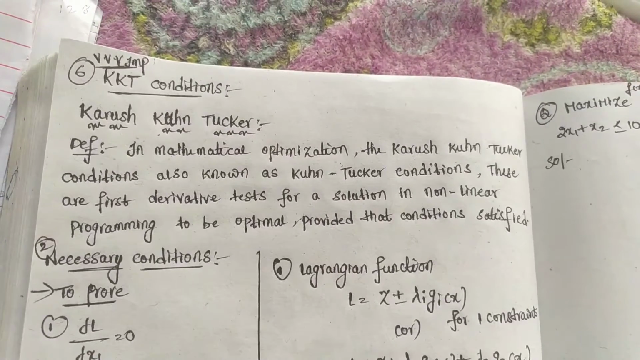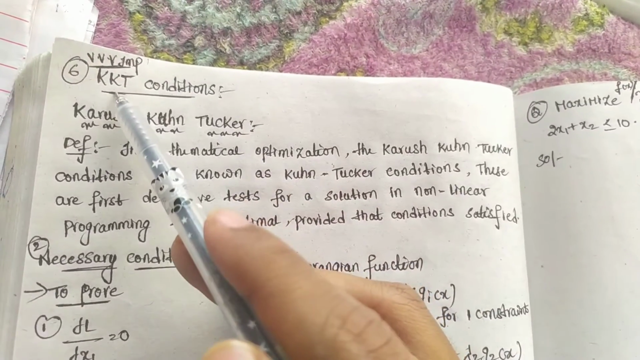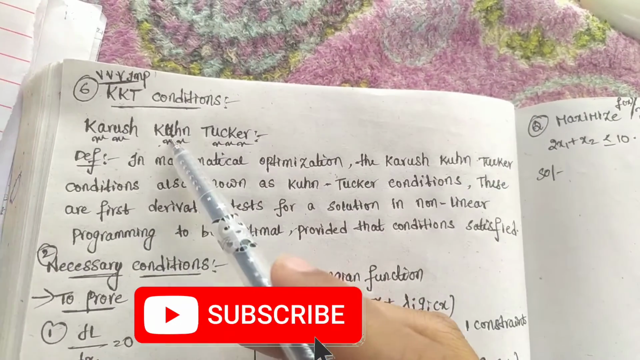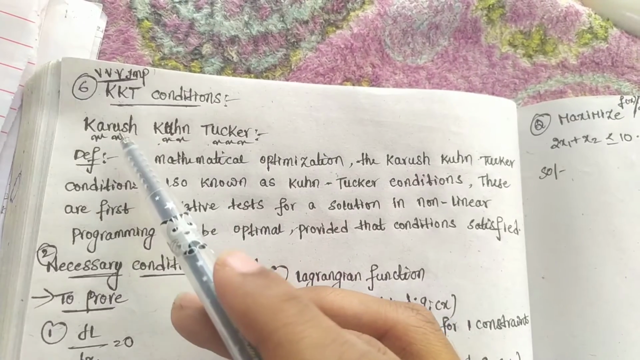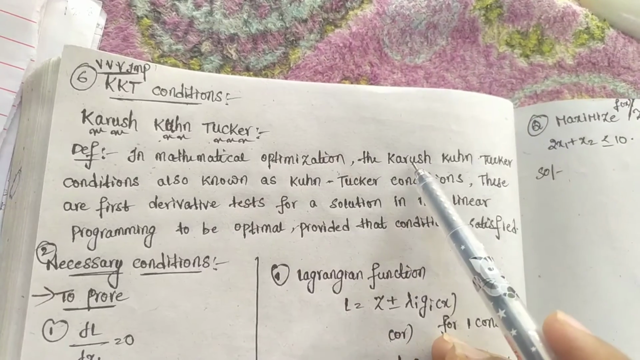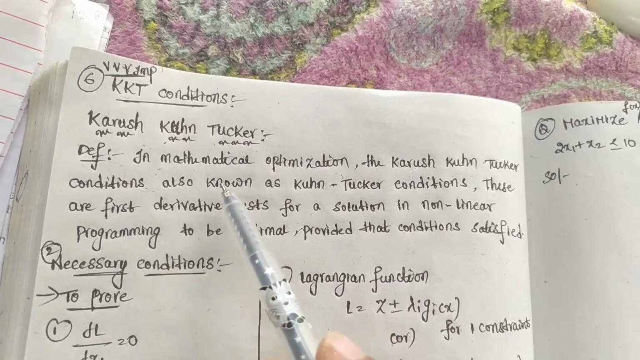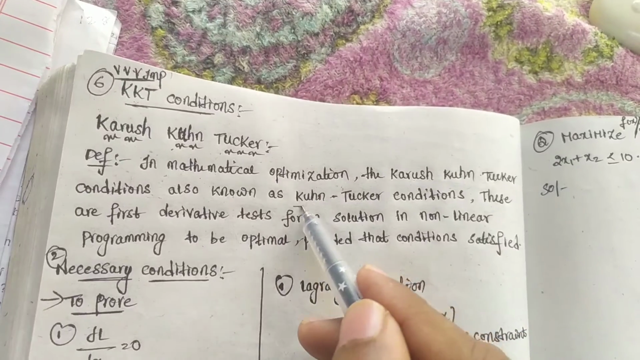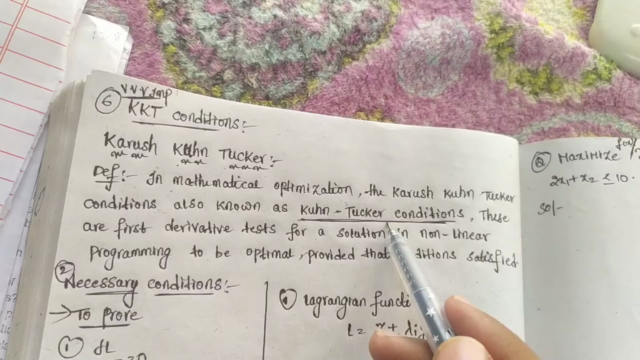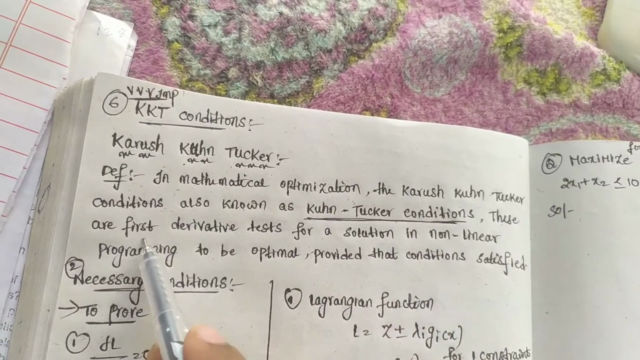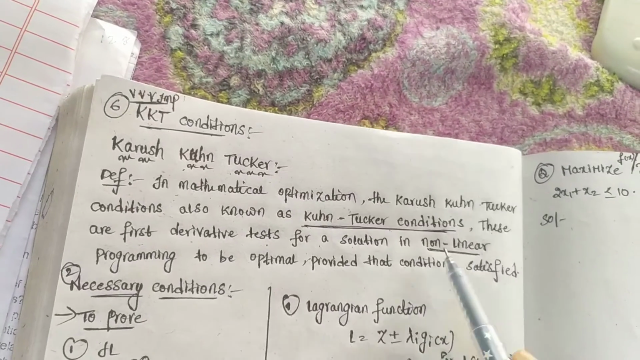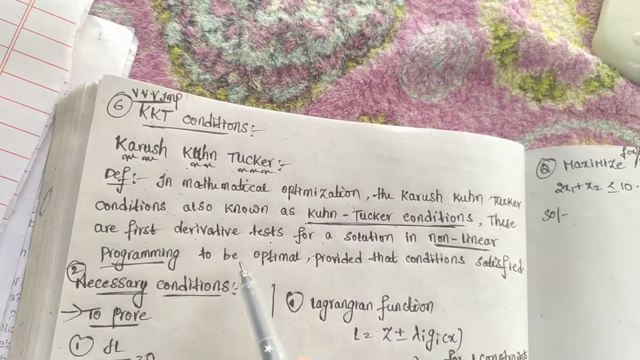Today we discuss the concept of KKT conditions. Here KKT means Karush-Kuhn-Tucker. In mathematical optimization, the Karush-Kuhn-Tucker conditions are also known as Kuhn-Tucker conditions. This is another name for KKT conditions. These are first derivative tests for a solution in a non-linear programming problem to be optimal.